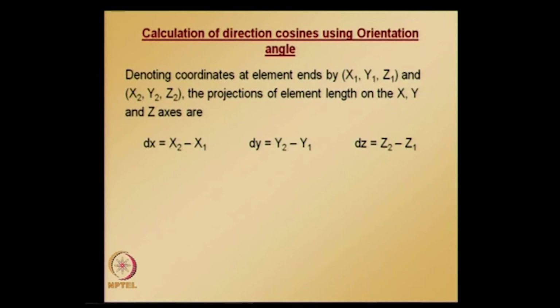Denoting the coordinates at the element ends, I am taking a 2 node space frame element. Let the coordinates at the element ends be denoted by capital X, capital Y, capital Z. That means we are expressing the coordinates in the global coordinate system. One end has coordinates capital X1, capital Y1, capital Z1. The other end has coordinates capital X2, capital Y2, capital Z2.